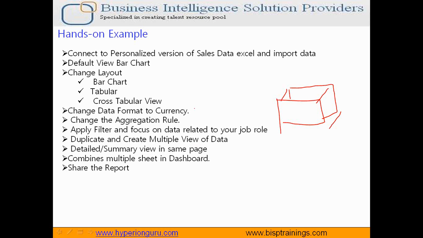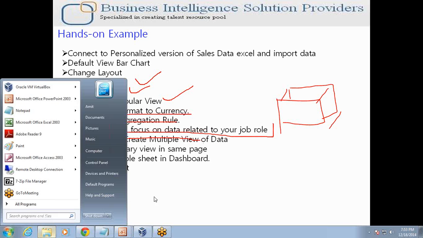So I've just now shown you how to change the view type, chart, tabular, cross tabular view, how to change data type from number to currency, how to change the aggregation rule, apply filter on the fly and change your data, focus on the data element which is pertaining to your job role. We can also have multiple views together, right? I'm going to create multiple views of the same data to make it meaningful to the business.